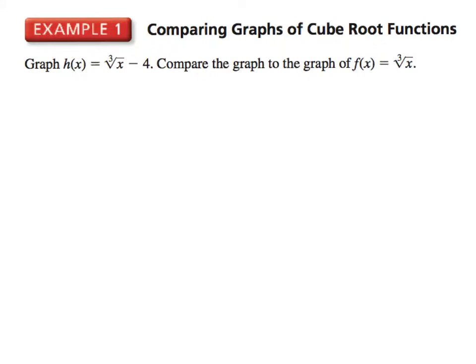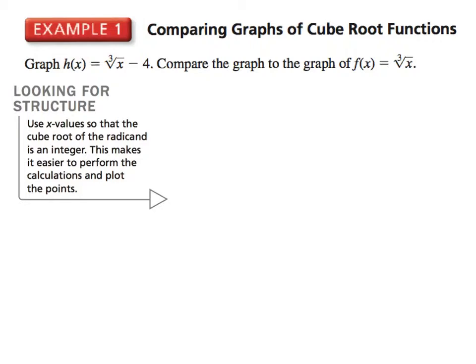Example 1. Here it is. Now, what do you think is going to happen? Just look at it. -4 just means the whole graph is going to go down 4. So, I don't know if I have it on here. I'm going to see. Looking for structure. Here we go.